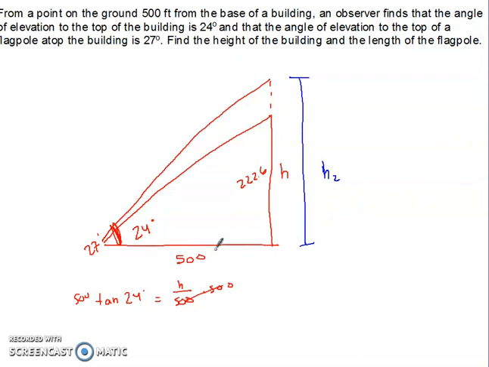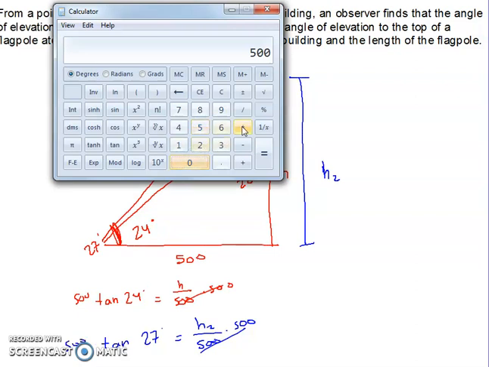The height from the bottom to the top of the flagpole, tangent of the larger triangle, 27 degrees, is still the opposite, h2, over that adjacent side, which is 500. And again, I multiply both sides by 500 and plug that into my calculator. 500 times the tangent of 27 is going to be 254.